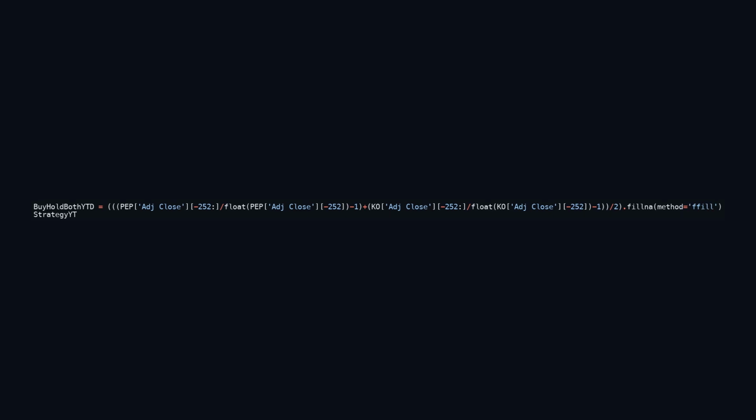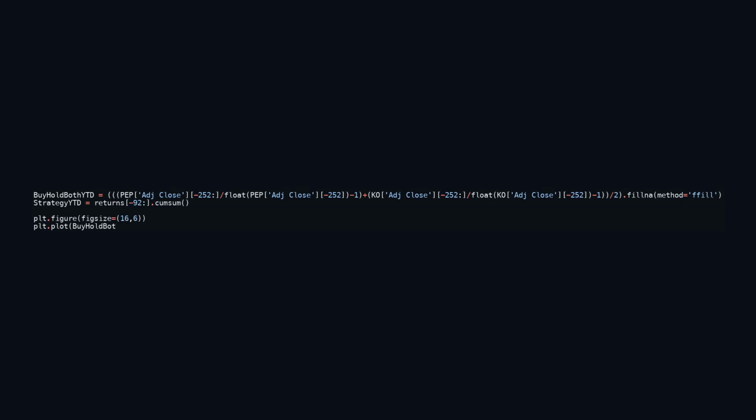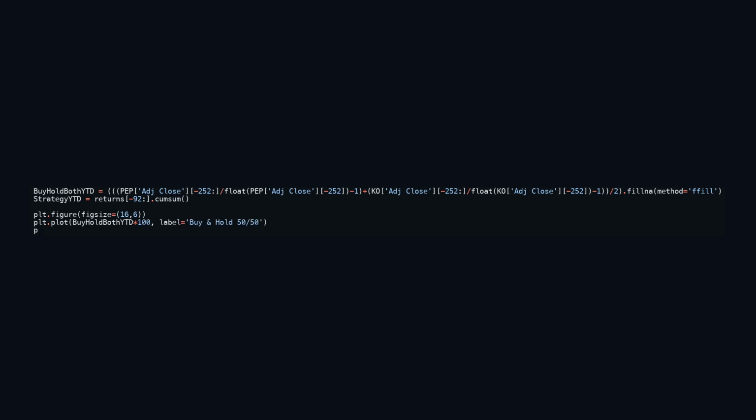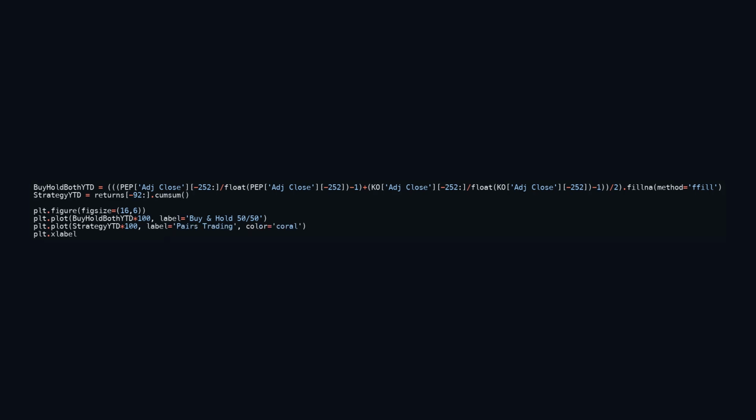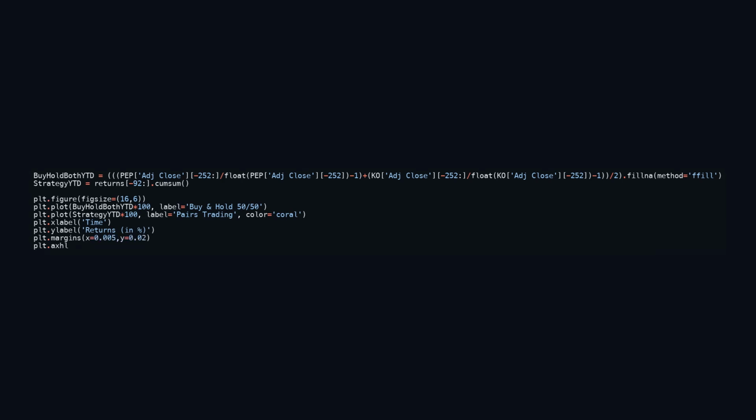This code calculates and visualizes the year-to-date performance of two investment strategies, a buy and hold strategy with equal allocation in PepsiCo and Coca-Cola, and a pairs trading strategy. The buy and hold strategy uses adjusted closing prices for both stocks over the last 252 trading days to compute returns relative to their initial values, averaging them and filling in any missing values with forward fill.